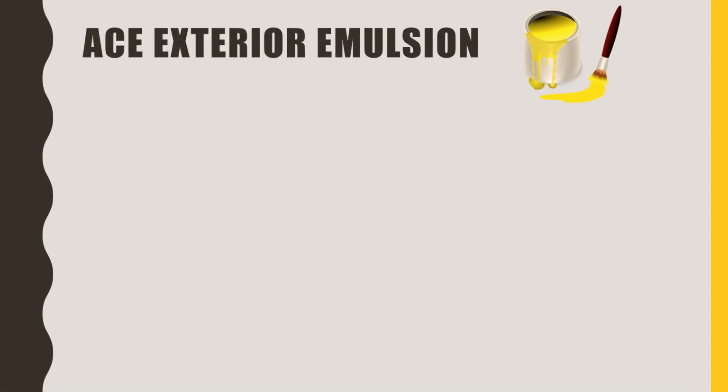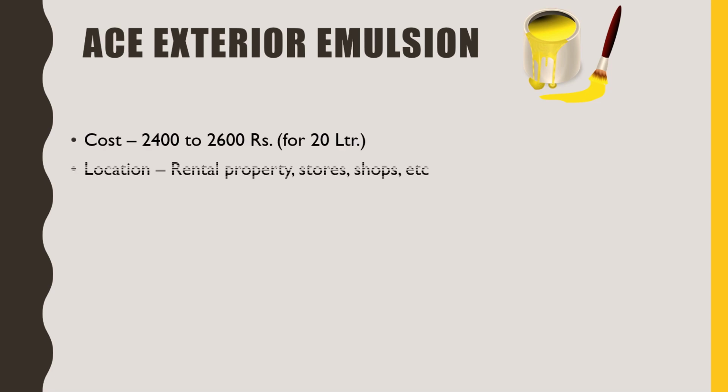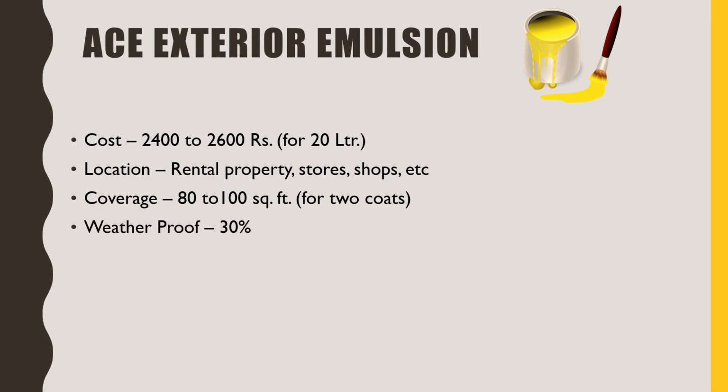Then the second paint in this series is ACE Exterior Emulsion. Cost of this paint is about 2400 to 2600 rupees for 20-liter packaging. Again, we can apply this in rental properties, stores and shops. So in this way we can say that all the properties are the same as those of the ACE Sparc, but the only difference here is we are getting this paint weatherproof to 30%.